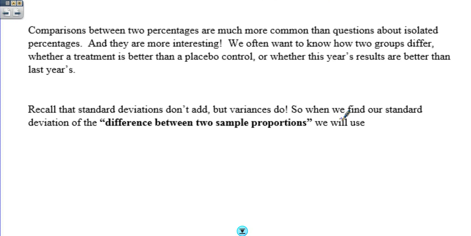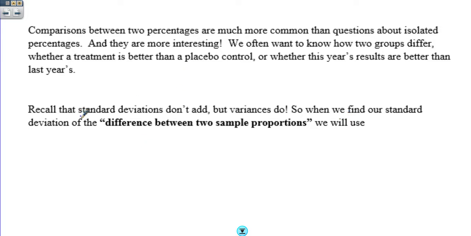We're doing comparisons between two percentages, and this is typically much more common in the real world, and it's obviously a little bit more interesting too. We often want to know how two groups are differing from each other. We typically want to know if a treatment is better than a placebo, or whether this year's results were better than last year's.